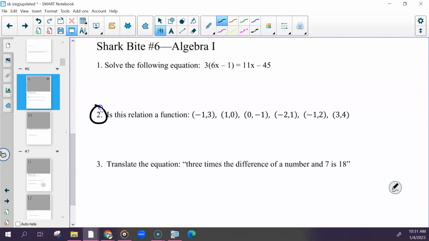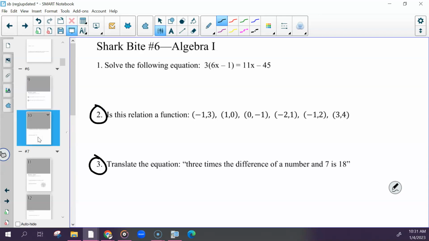Any others? Allison? 3. 2, 3. Any others? Yeah. 4. 15.